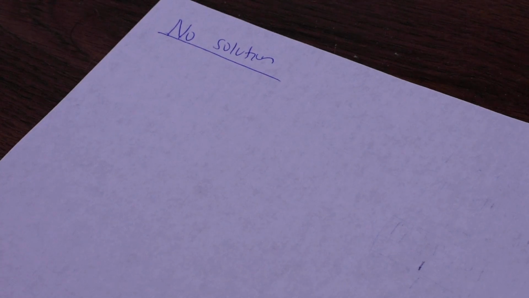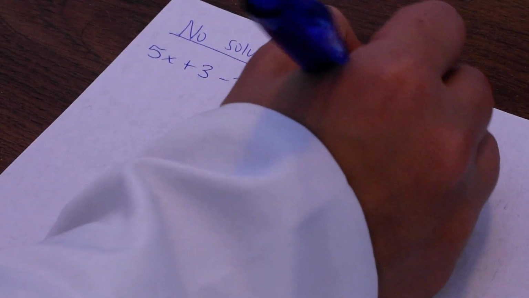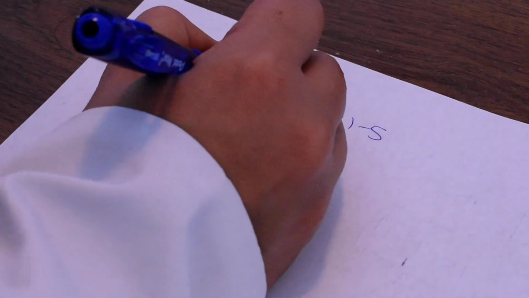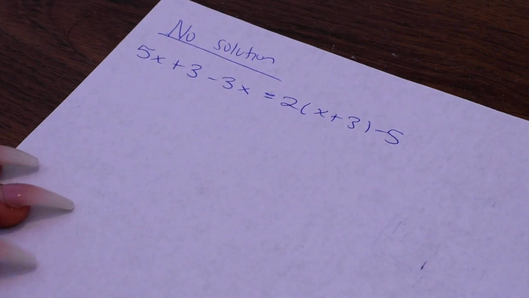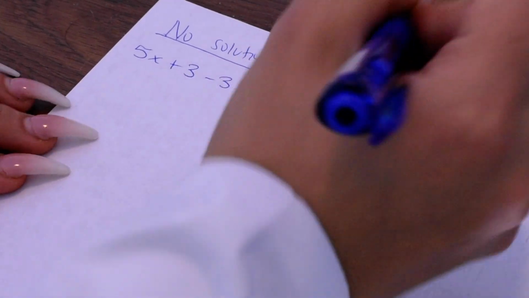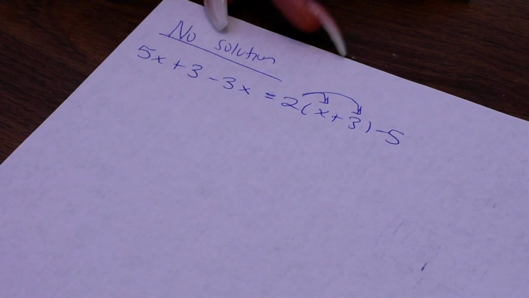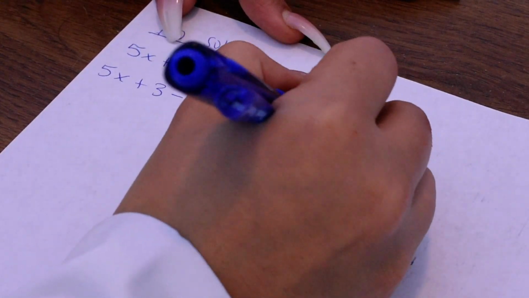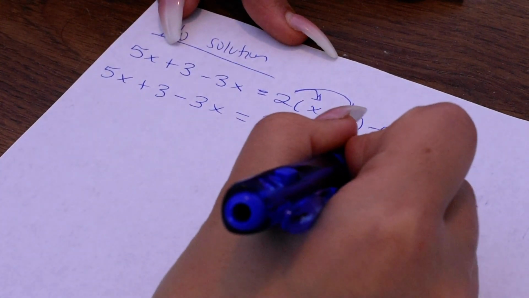No solution. All right, so the equation I'm going to use is 5x plus 3 minus 3x equals 2 times x plus 3 minus 5. Don't y'all love long equations? They're so fun. All right, ooh, I see parentheses. Ooh, I gotta distribute. I'm gonna bring everything else down before I do that. So 5x plus 3 minus 3x equals 2 times x is 2x plus 2 times 3 is a positive 6 minus 5.